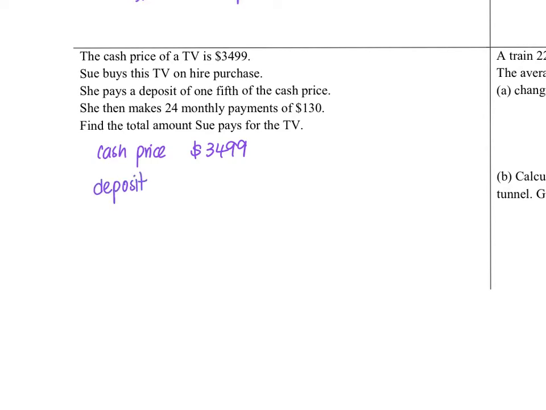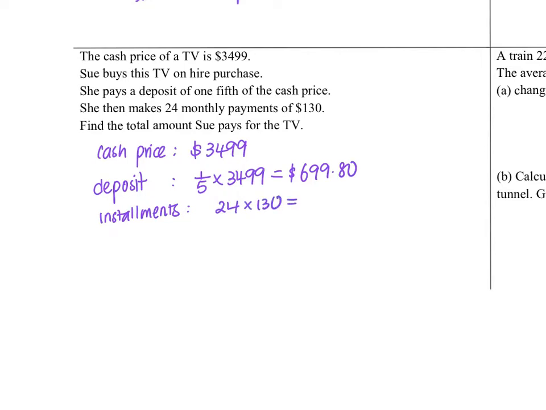The deposit in this case is 1/5 of the cash price. So multiplying these, we'll get the number $699.80. And then after that, she makes 24 monthly payments. So total installments is 24 monthly, and that gives me 24 times 130, a value of 3,120. Find the total amount that she paid.